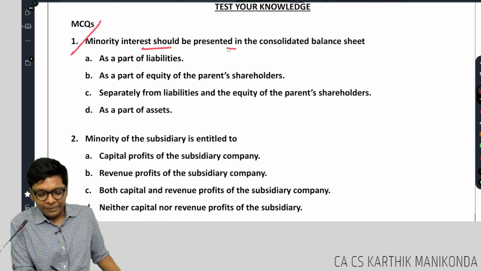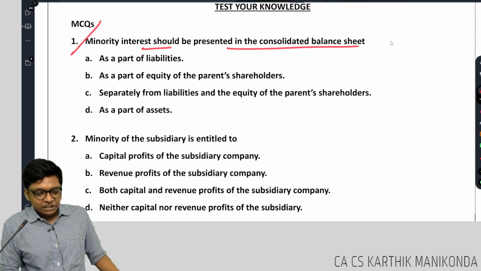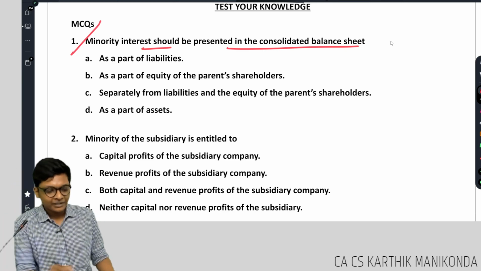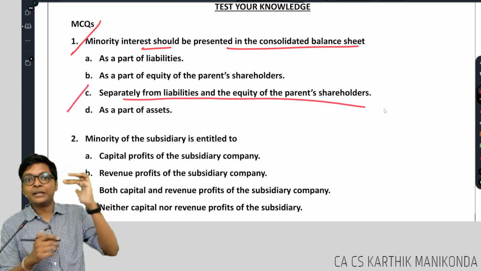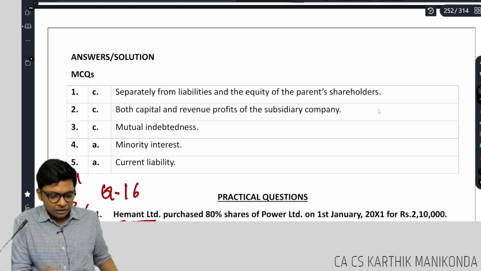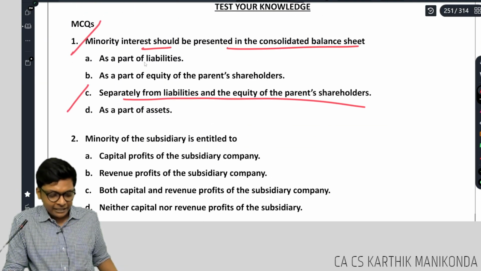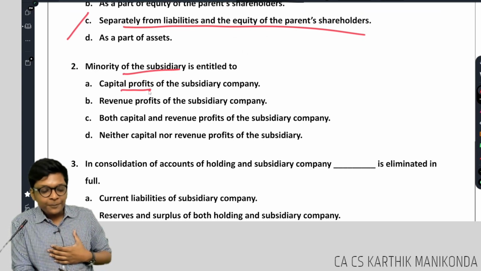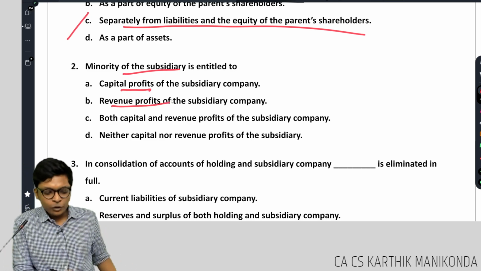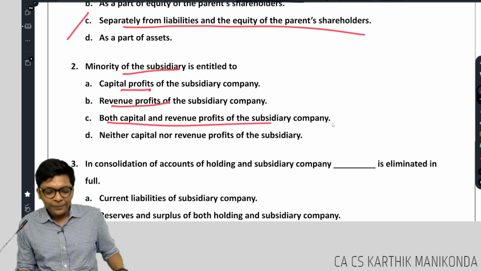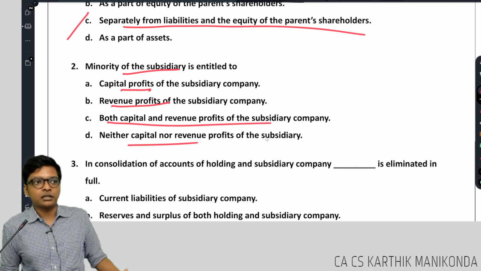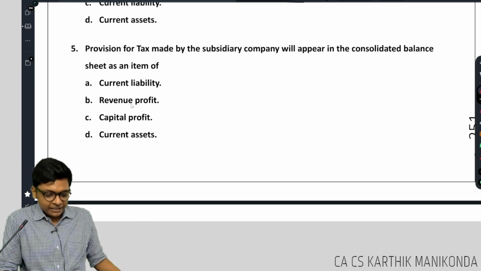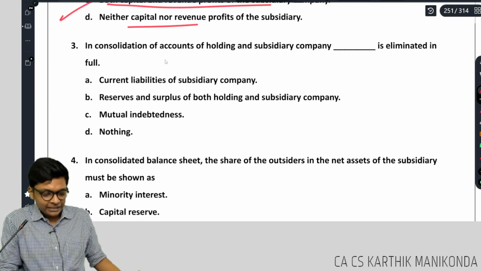Minority interest should be presented in the consolidated balance sheet as part of liabilities, as part of equity, or separately from equity and liability. Which one? It's coming in the middle. Do you remember, guys? Check the answer. C. Separately from equity and liability. Next. Minority of subsidiary is entitled to, you tell me what? Capital profits means pre. Revenue profits post. Both capital and revenue. Neither. Answer: both. Remember minority pre and post. Answer is C. Check if it's correct. Yes, answer is C.